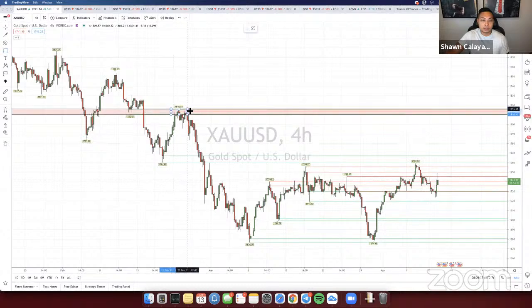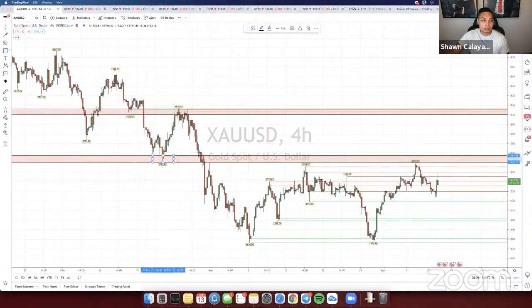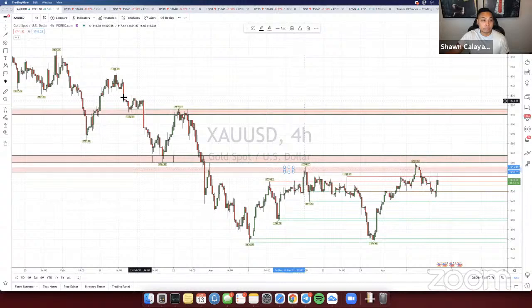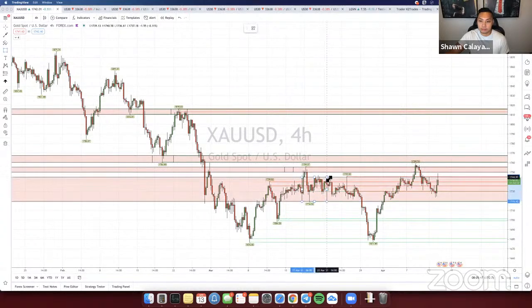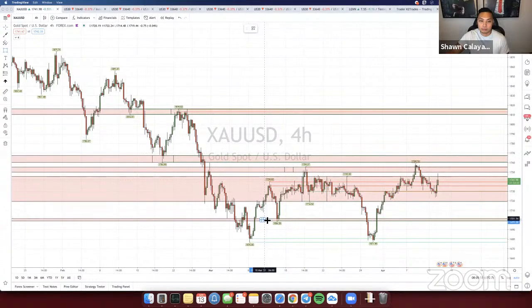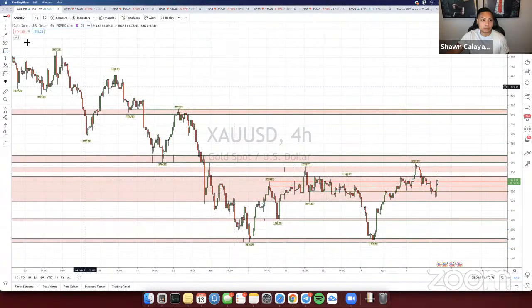So we got a zone right there. We got a zone right there. Got a zone right there. Got a zone down here. Right there. And right there. All right, cool. So with that said, I'm going to turn this off.